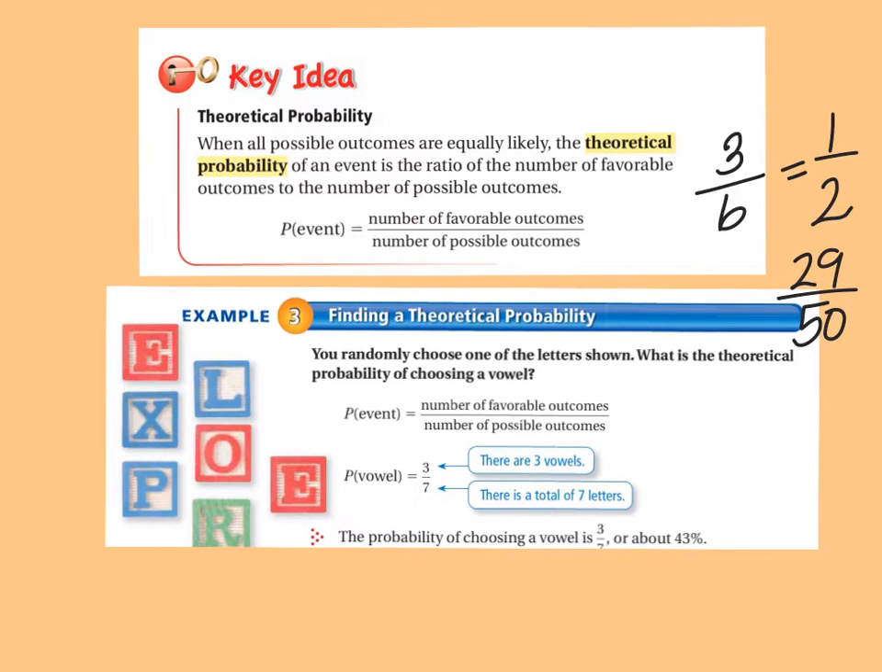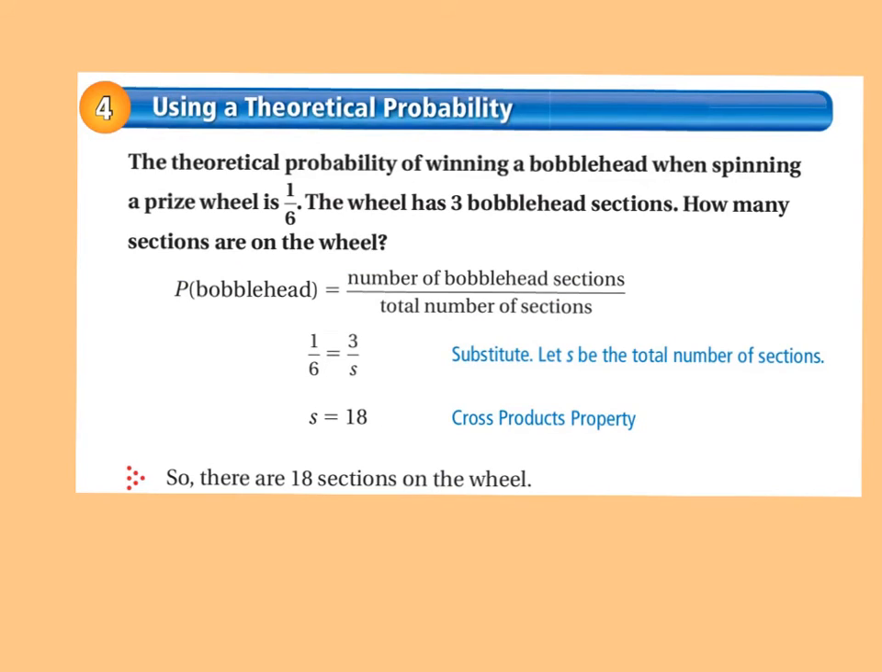So, finding theoretical probability. In this example, it says you randomly choose one of the letters shown in the word explore. What is the theoretical probability of choosing a vowel? Well, there are 3 vowels, 1, 2, 3, and there are 7 total letters. So the probability of choosing a vowel is 3 out of 7, or about 43%. That's what we think or expect to happen in this experiment. So when we're using theoretical probability, we can do some calculations to help us.